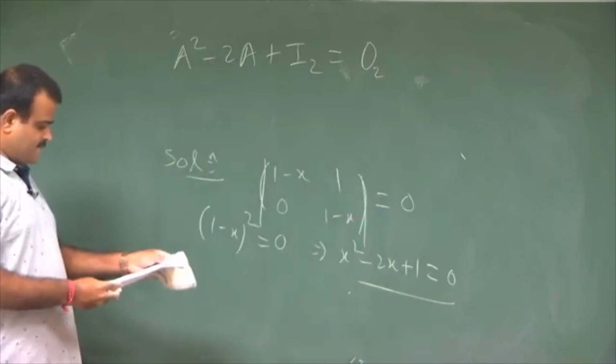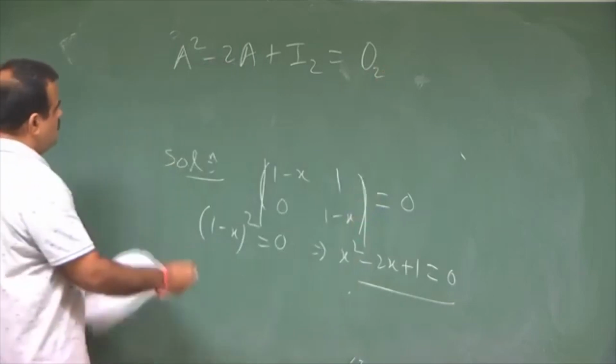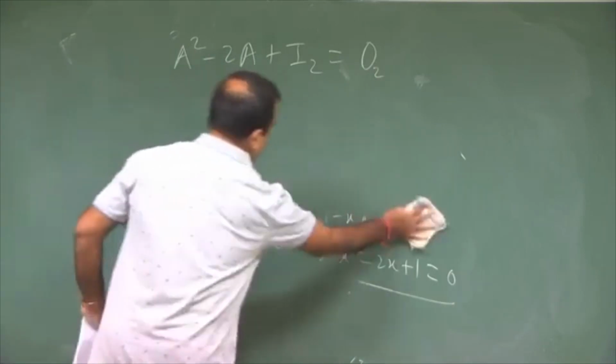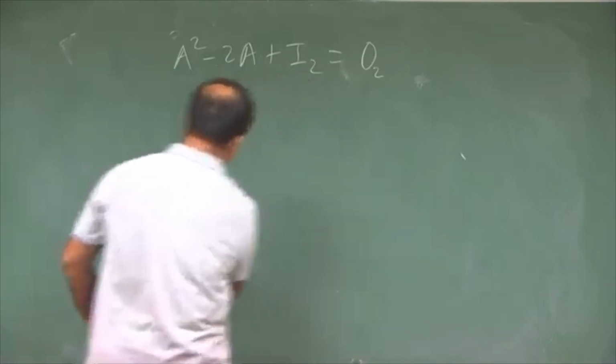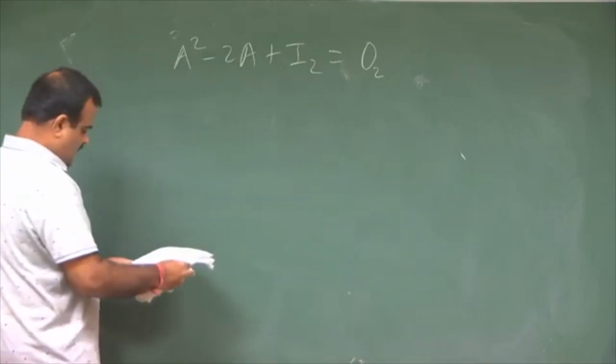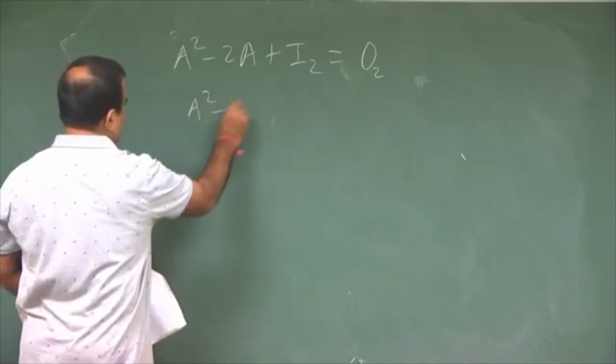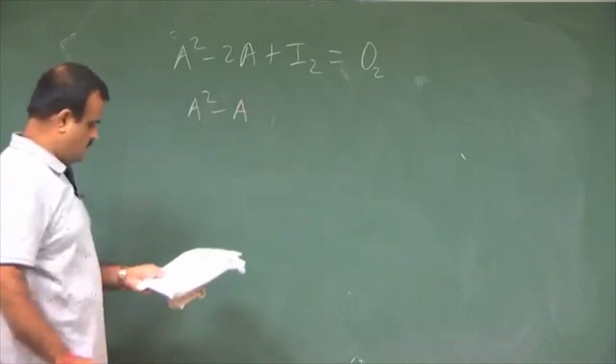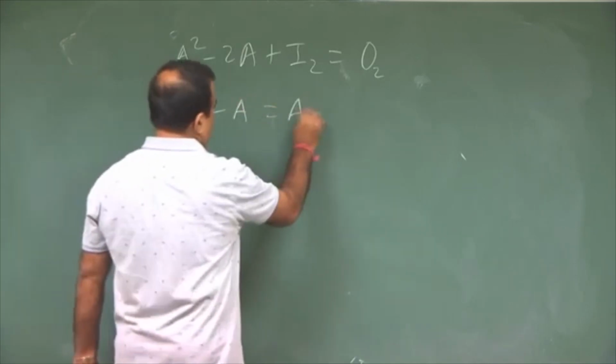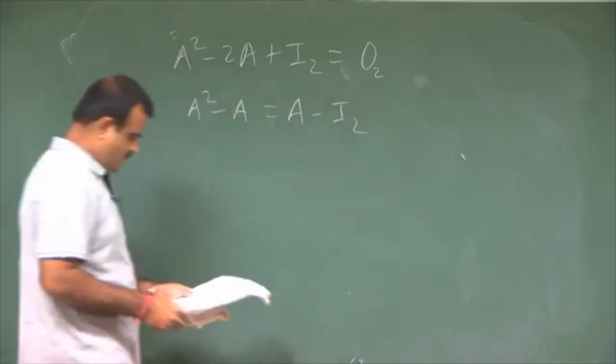Okay. So, we have this. Now, this we can write as A square minus A is equal to A minus I 2.